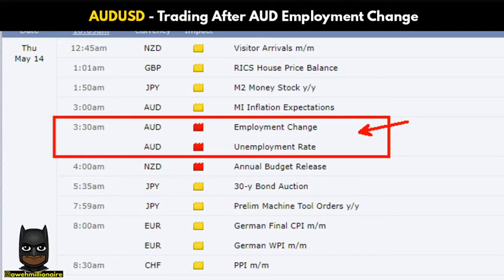AUD USD. The trade for today is Aussie dollar, and as you can see on Forex Factory, we had high impact news on Aussie dollar this morning at 3:30 a.m. So there was a trade setup on Aussie dollar this morning. I'll quickly run through that as well, and then give you my analysis of the trade on Aussie dollar that I'm taking right now.